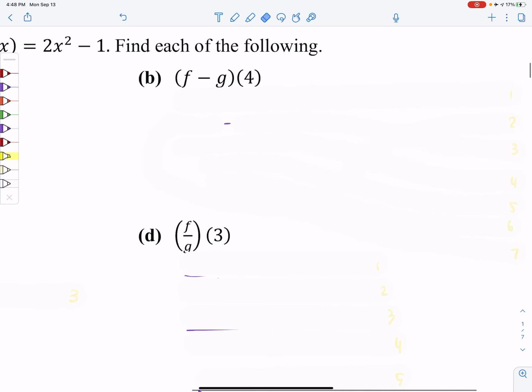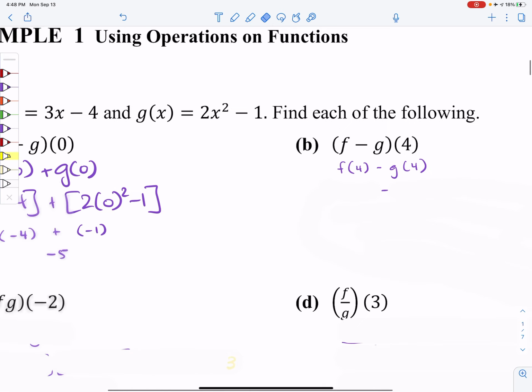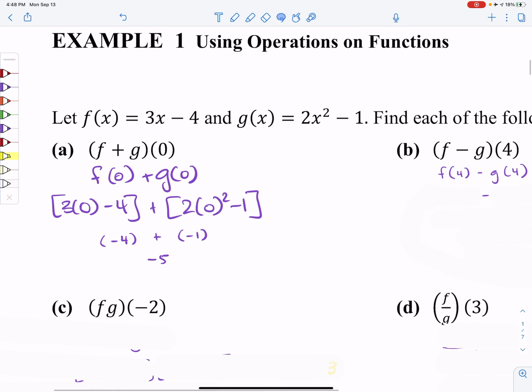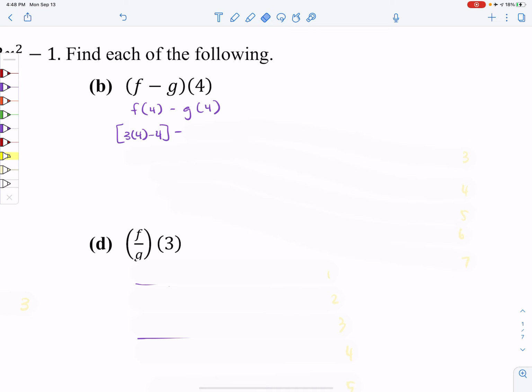Same f and g function. I'll hide that a little bit though. And so the first thing I want to do is just simply write it in a way that's easier to understand. And then I will plug a 4 into my f function. So once again, here's my f function. Let's plug a 4 into that. And then we'll plug a 4 into our g function. And now we're just simply going to do the math.